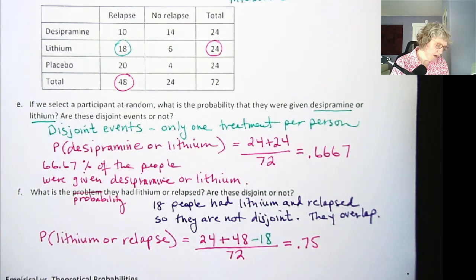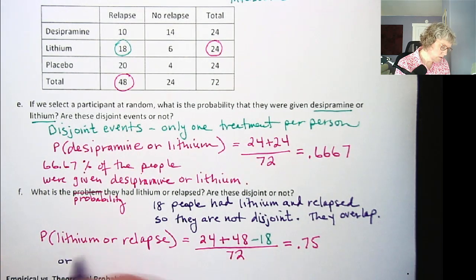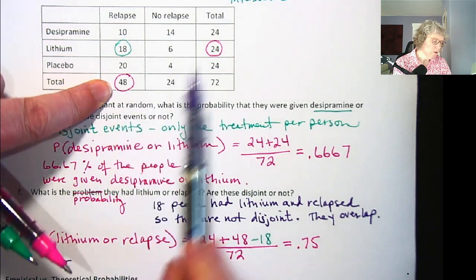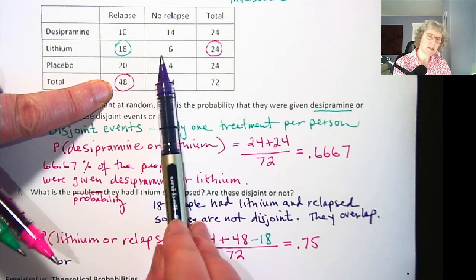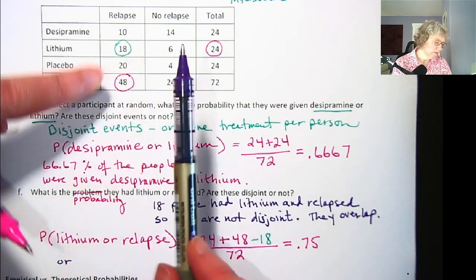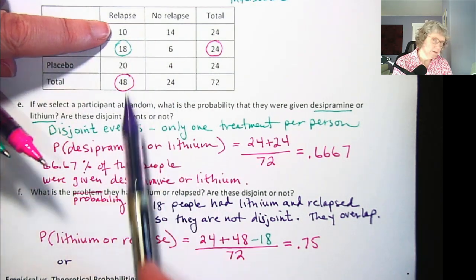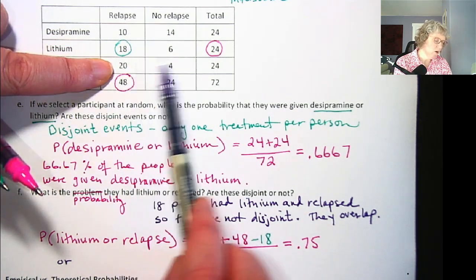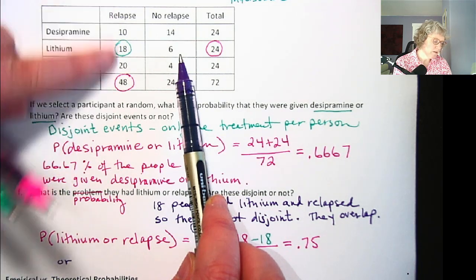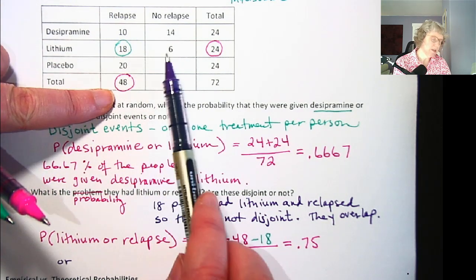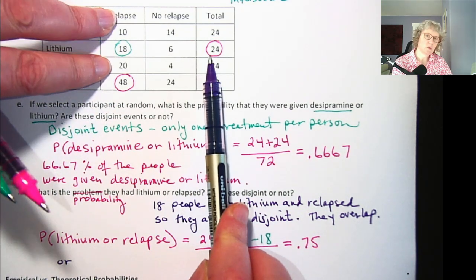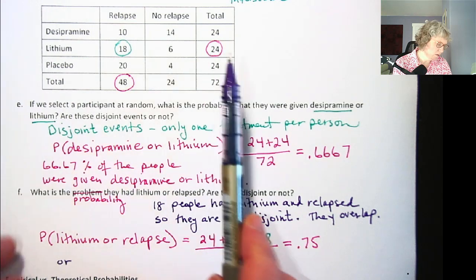Now there's another way to do it. You might have thought about that as well. If you don't want to go through the subtraction, we could use one of the totals and then some of the interior numbers. So actually there's several ways to do this. I could add 10 plus 18 plus 20 plus 6. So I could add all those numbers. Or as a little shortcut, I could do 48 plus 6. Or I could do 24 plus 10 plus 20. So there's many ways to do this one.